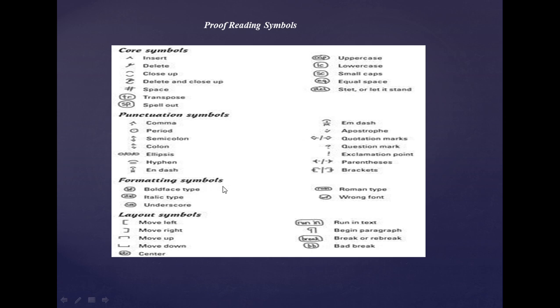Then there are formatting symbols which talk about bold face, italic and underscore. Then there are layouting symbols, as you can see, which help in moving left to right. And finally, they are also talking about the typefaces and how to begin a paragraph, break, re-break, or even the bad paragraph. So this is about the proofreading symbols that we use to edit a copy.